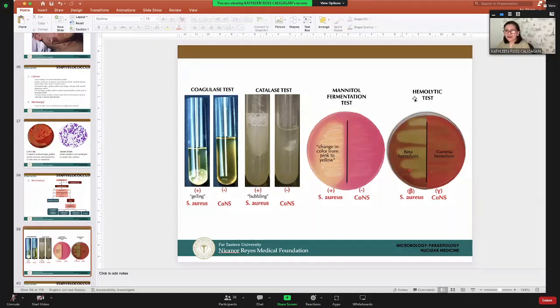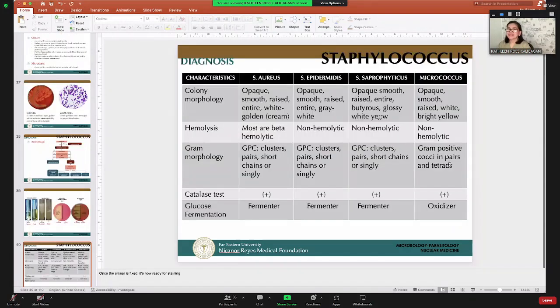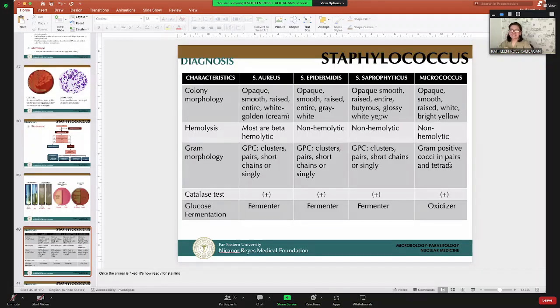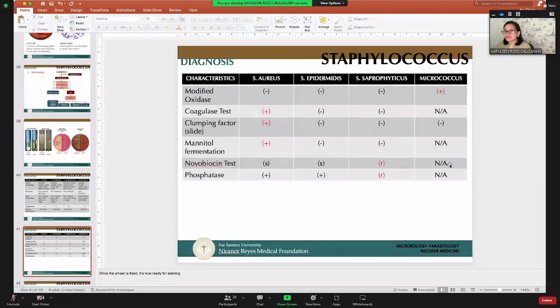And you have the hemolytic test here, beta hemolysis. You cannot really appreciate it unless you put it against a light. Only then would you appreciate the translucency or the zone of inhibition around each colony. All the rest are gamma hemolysis or no hemolysis. So here, just summarize everything I have said in this table and on this table as well.